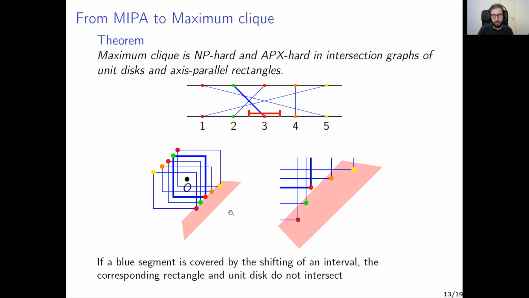And then you can see that by construction, this unit disk here is not intersecting with this axis parallel segment here. Which means that if you take the unit disk into the clique, then you will not be able to take the blue axis parallel segment into the clique, because they do not intersect.